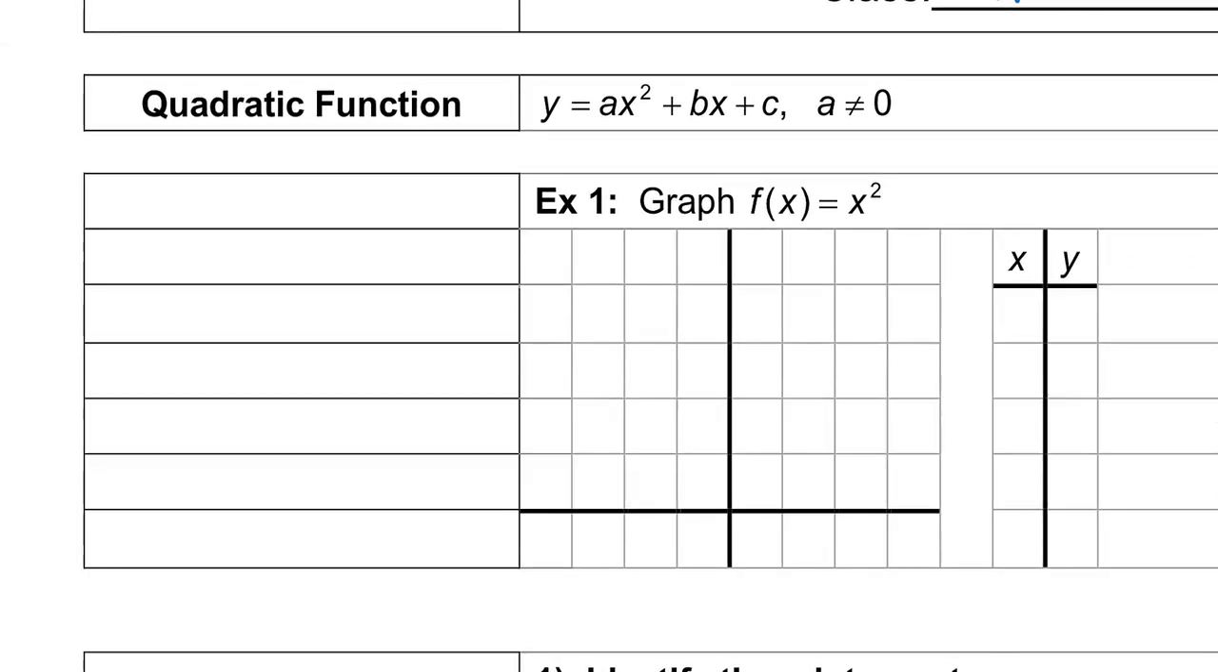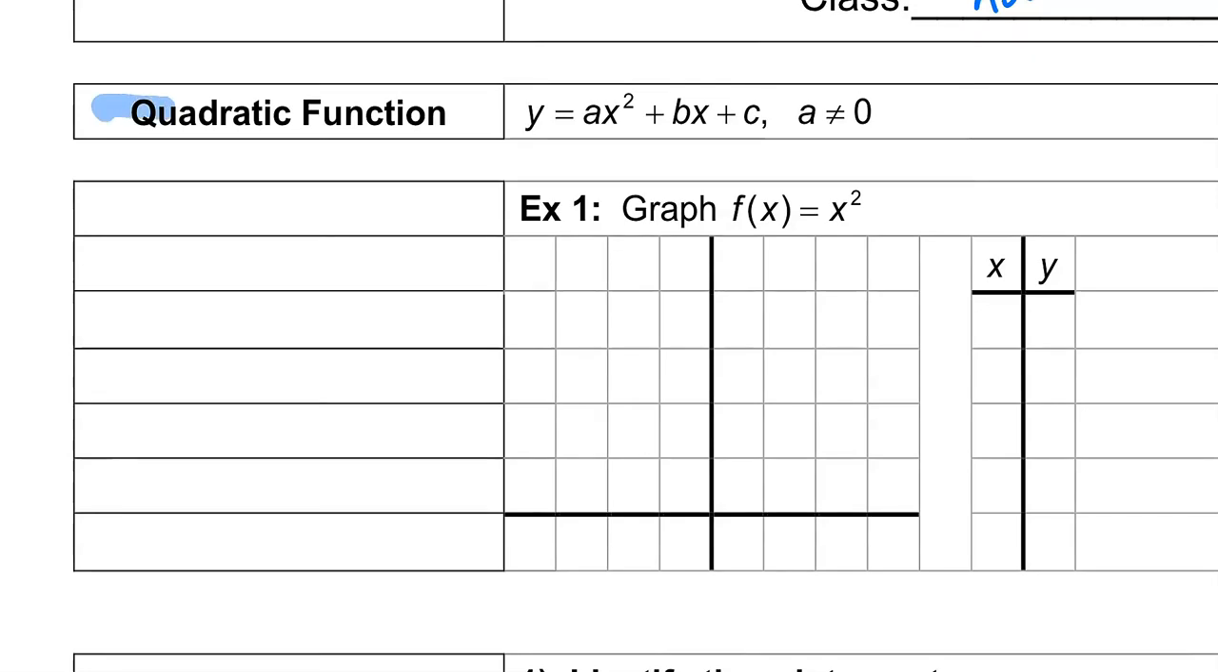A quadratic function is written in this form here, where we have y equal to ax squared plus bx plus c, where a cannot equal 0. And the reason a can't equal 0 is if this is 0, then you no longer have a quadratic. The highest power is going to be a 1 here, on the x. So that makes it a linear. So that's what that's saying.